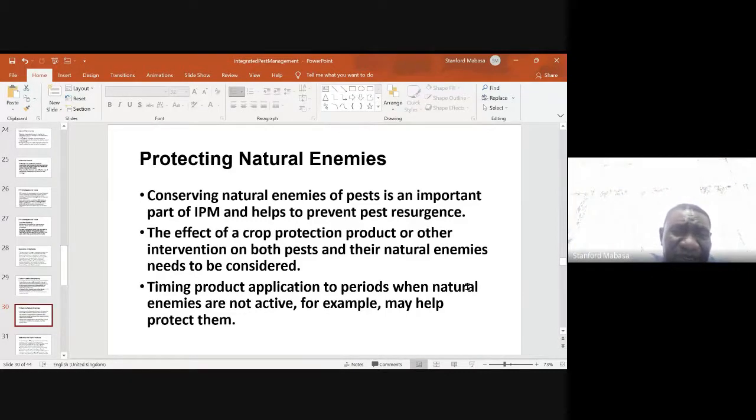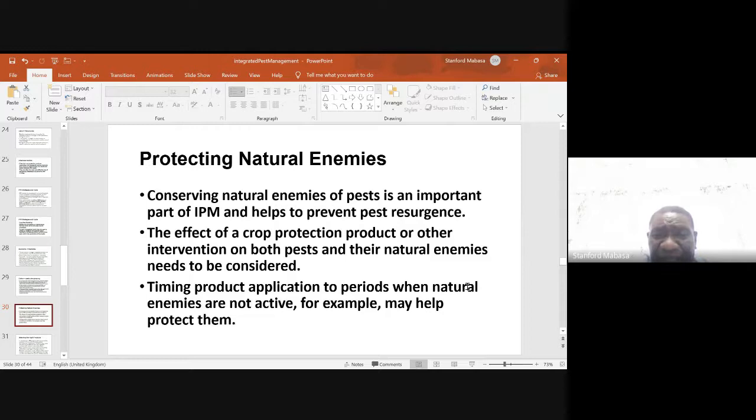So protecting natural enemies, conserving natural enemies of pests is an important part of IPM and helps to prevent pest resurgence. So the effect of a crop protection product or other intervention on both pests and their natural enemies needs to be considered. So when we use an insecticide, we should make sure that it should not eliminate natural enemies. But of course, in practice, this is not what happens. You know, a lot of natural enemies are destroyed because farmers simply wanted to remove the pest.